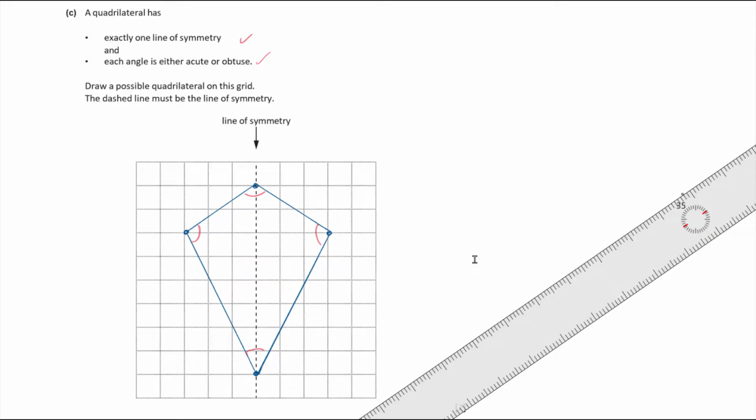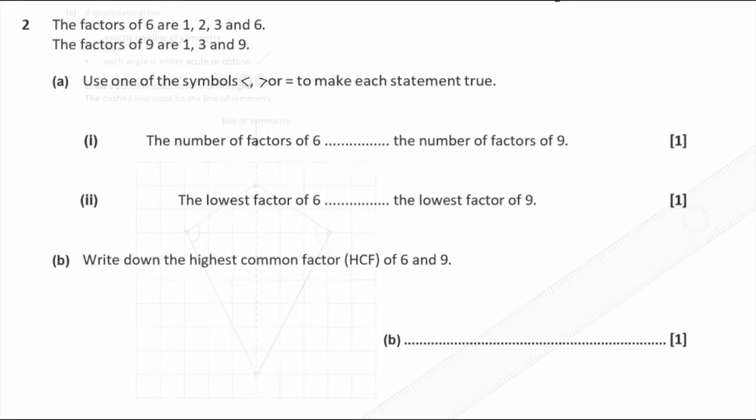But as long as you just try and make sure it's only got one line of symmetry, that's probably the key thing. Question 2. The factors of 6 are 1, 2, 3 and 6, and the factors of 9 are 1, 3 and 9. Use one of the symbols less than, greater than or equal to make each statement true.